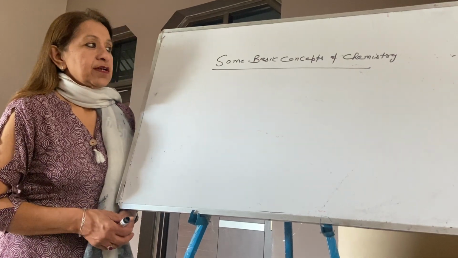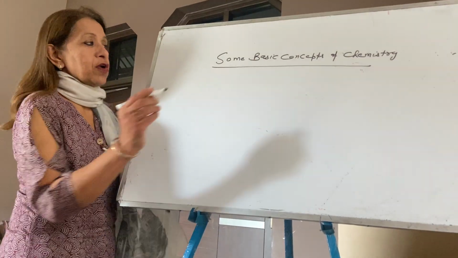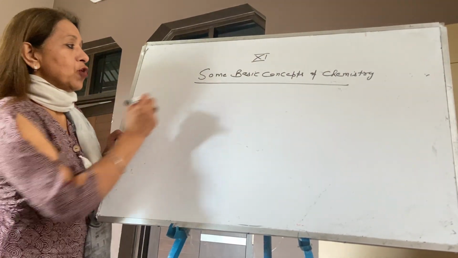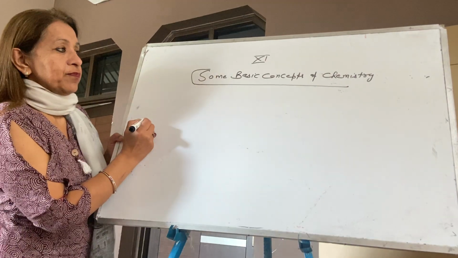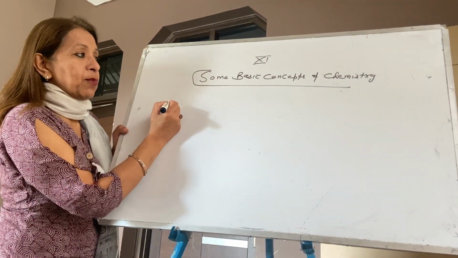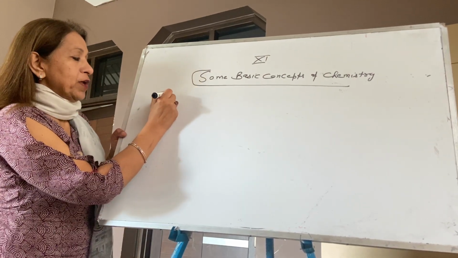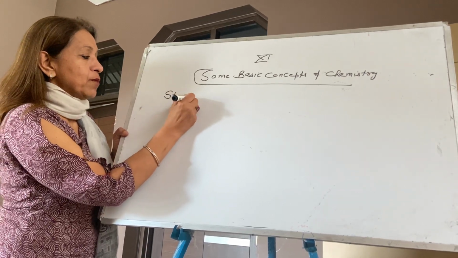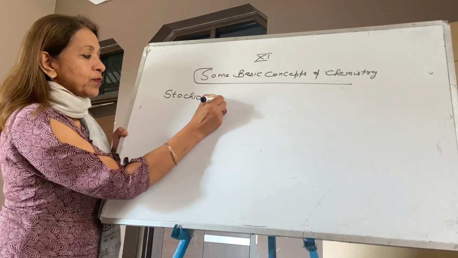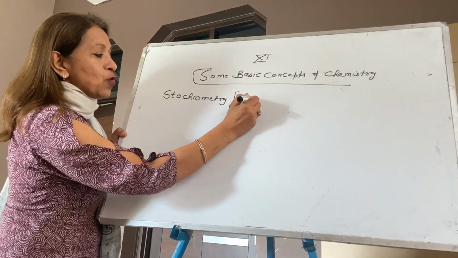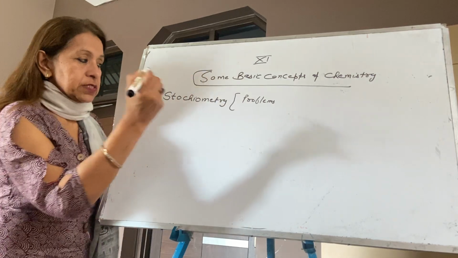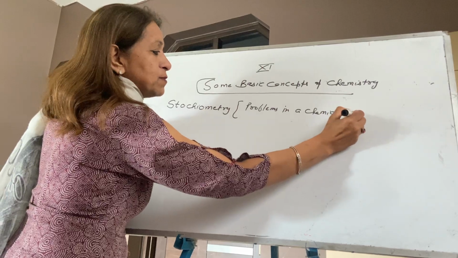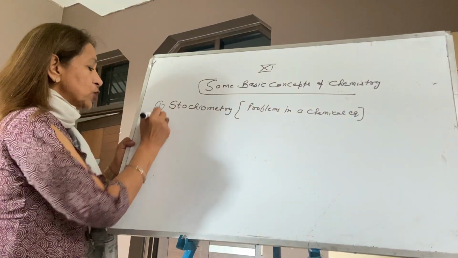Hello my dear children. Now this is our class plus 1 chapter going on, some basic concepts of chemistry. Yesterday our topic was limiting the reactant, and empirical formula and molecular formula we have also done. Now today I am taking two topics side by side. One is stoichiometry, that is problems in a chemical equation, as well as concentration of the solution.